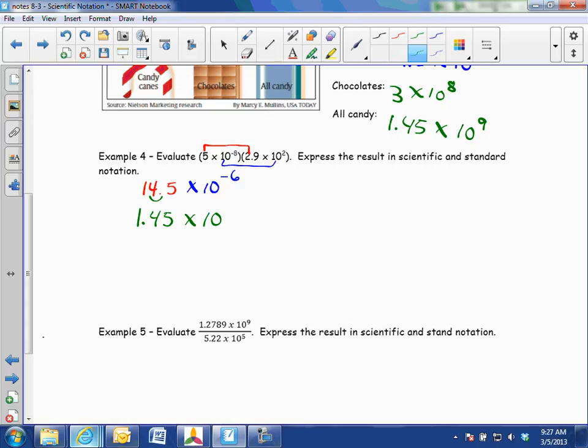7. How can we be sure? If we're not sure, what can we do to check our answers to see if we're right? Write it out. I would take this guy and just put it in standard. How would we take this guy and put it in standard form? 14.5 and 6 places. Okay, so we would go 1, 2, 3, 4, 5, 6, right?